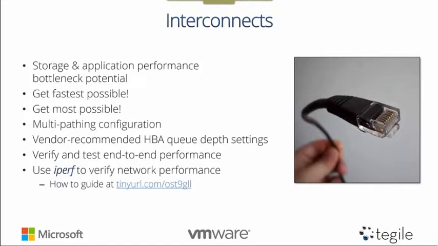So I always say when it comes to the interconnects for storage and networking, get the fastest possible and get the most possible, because it's one of the most commonly overlooked components of that infrastructure, and it's just as important as a fast SAN. If there's multipathing, use it. Every vendor out there has some tuning guides for SQL Server, be it physical or virtual. Follow those. You can test the end-to-end performance of the stuff, especially networking, to validate that everything's going well, because you'd be amazed at the amount of stuff that gets deployed without actually getting tested.